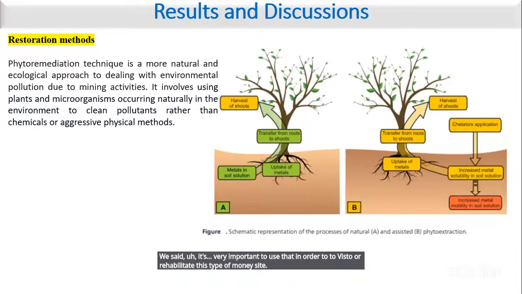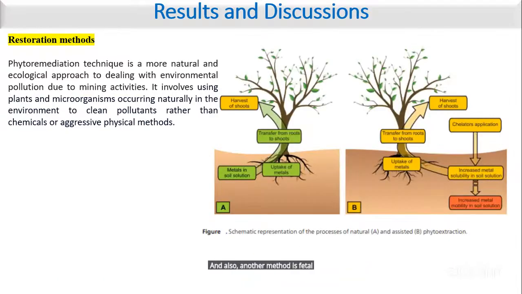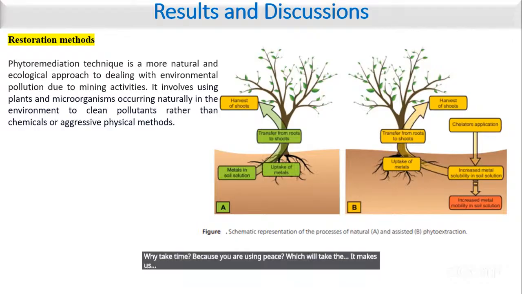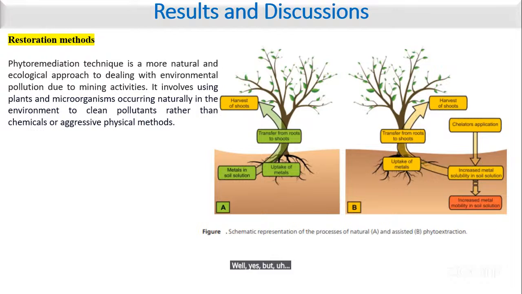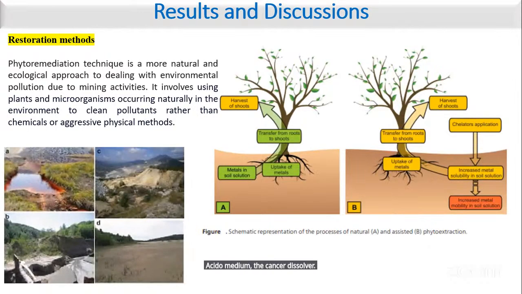Another method is phytoremediation, which is innovative, of course, but it takes time. Why does it take time? Because you are using trees which will take up the metals. It takes many years, but the use of phosphate-based reagents precipitates the heavy metals, which even in acid medium can't dissolve. This is an example of one project about remediation methods.